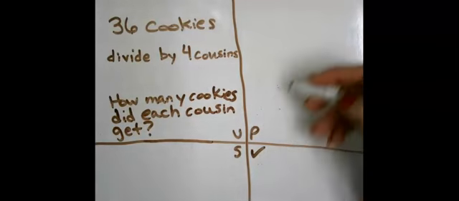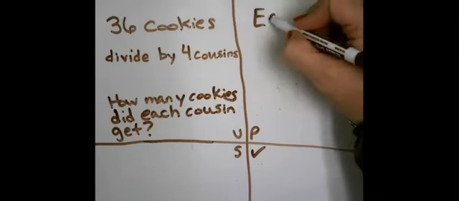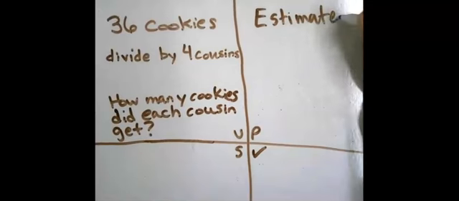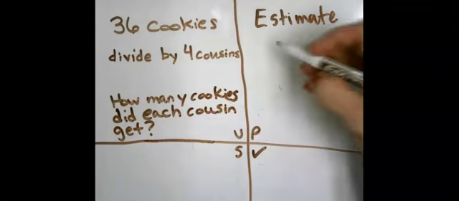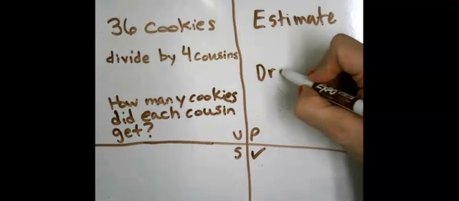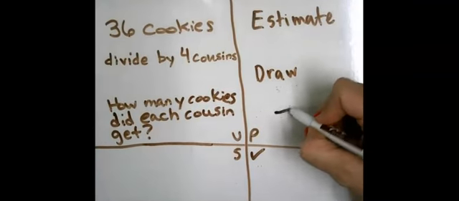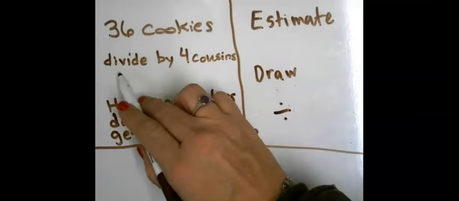Our plan, always, we're going to estimate. First, we're going to draw a picture. And we are going to divide. They told us exactly what we need to do in this one.